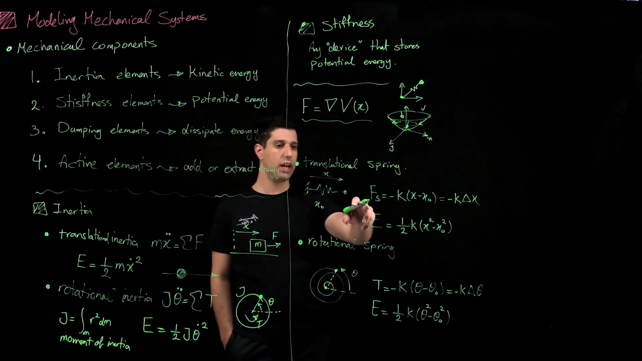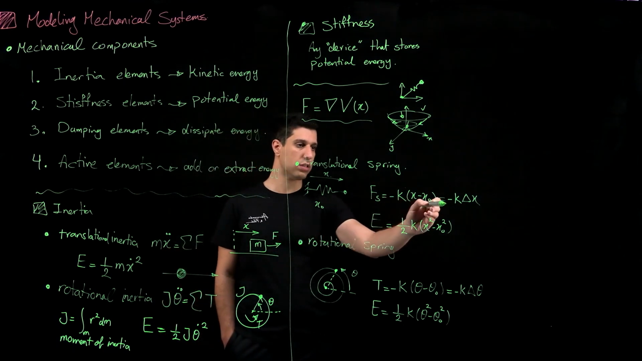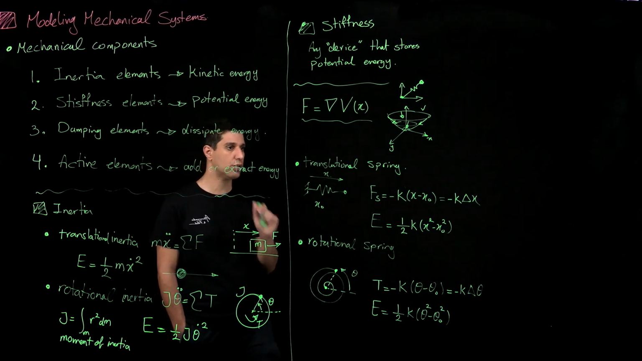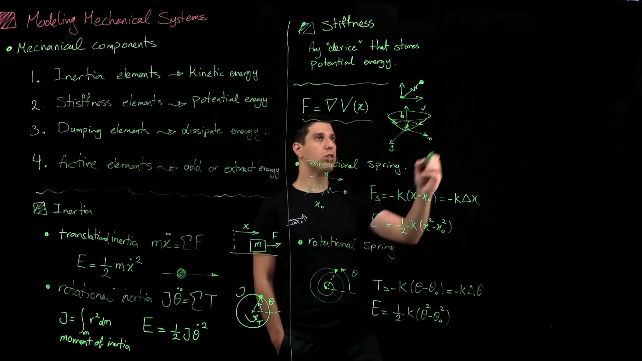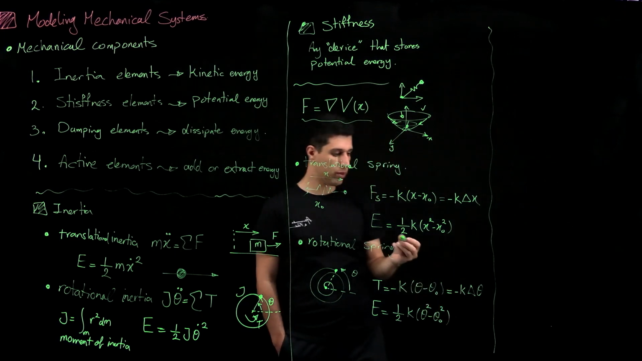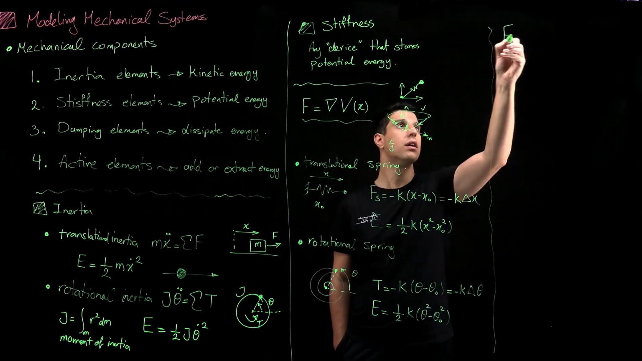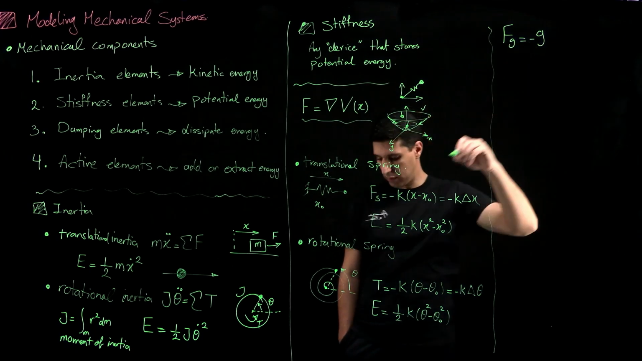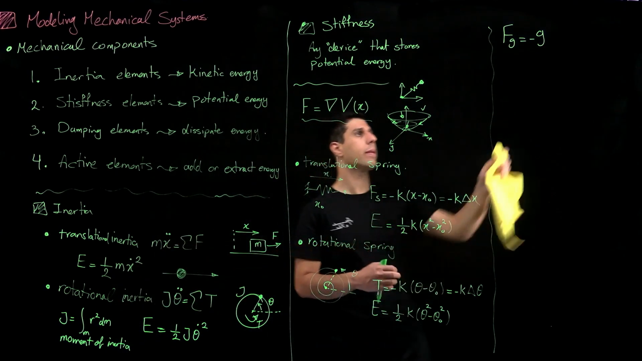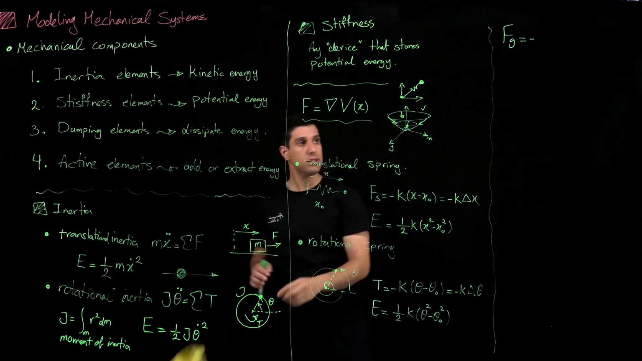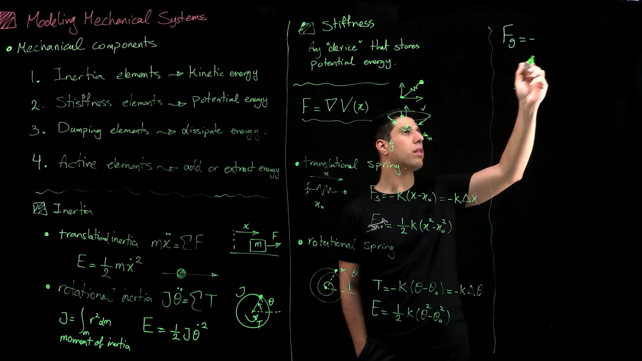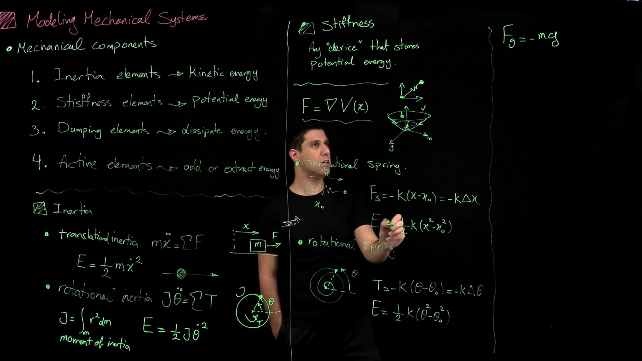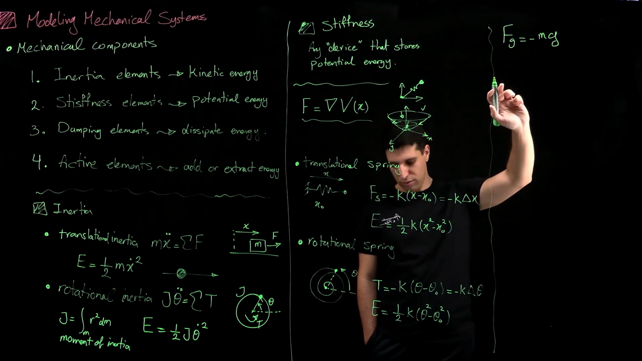And basically any element whose force is some k times change in position, that is a stiffness element and it stores potential energy, including gravity. And if you recall, force of gravity is minus, well, mg. Wait a second. Let me think. mg doesn't come out in that form, so let me think.